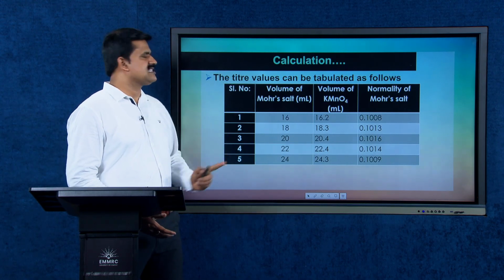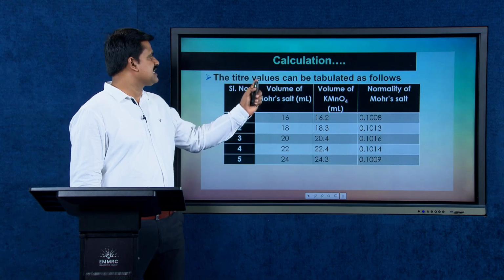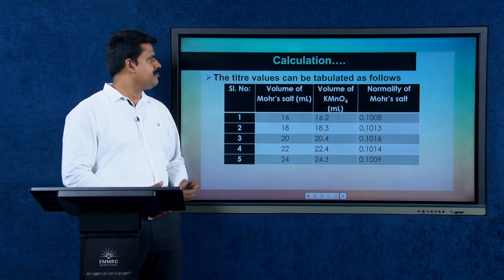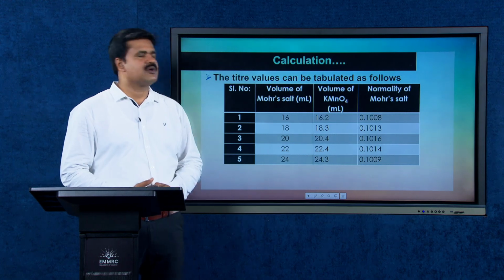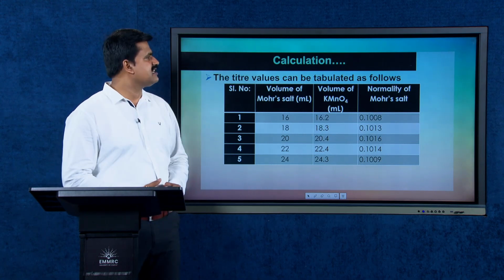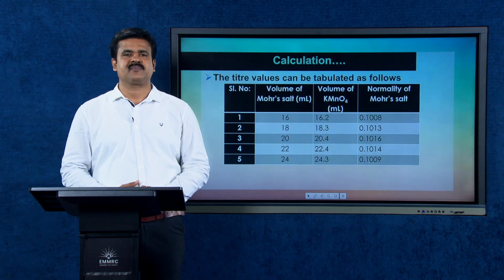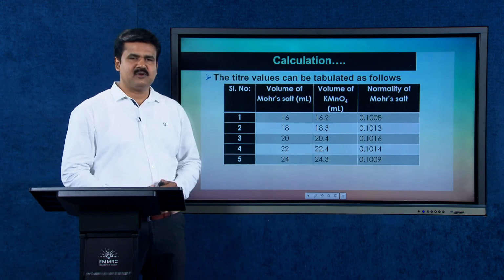First column represents the serial number of the titration. Second column denotes volume of Mohr salt that you taken in ml. Next column represents volume of KMnO4, which are the titer values, and the last column represents the normality of Mohr salt, which is calculated. And this is the tabulation.